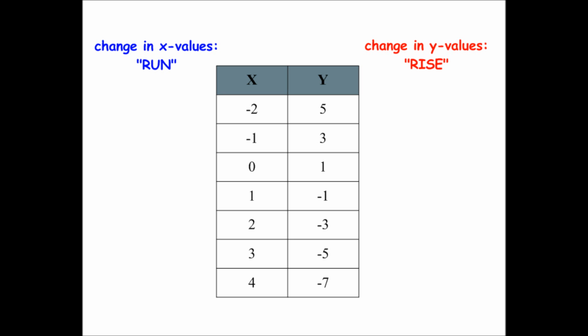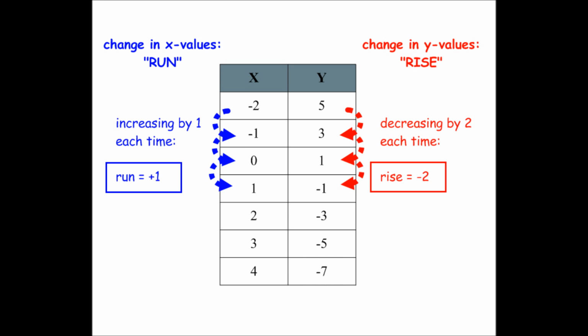So in order to do that, we have to look at these two columns separately. The change in the x values is also called the run. Change in the y values is called the rise. So if we look at only the values in the column under the x coordinates, we'll notice that the values are going up. They're increasing by 1 each time. So in this case, the run for this table is positive 1.